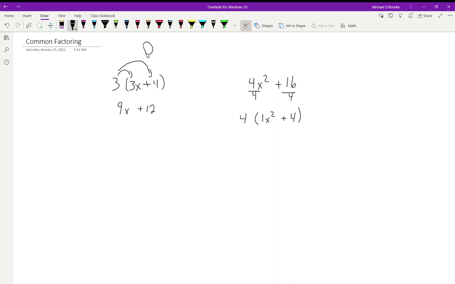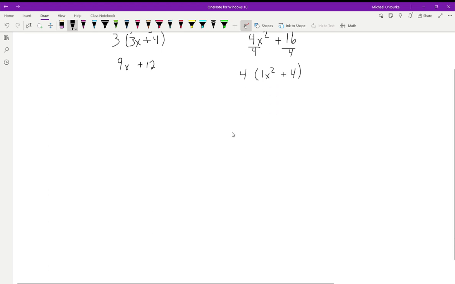So here this was distribution, and this here is common factoring. So we're going the opposite way. In this case, we're putting stuff into the brackets, and in the other, we're getting rid of the brackets. This way, we're taking stuff out of the equation and putting it in brackets.